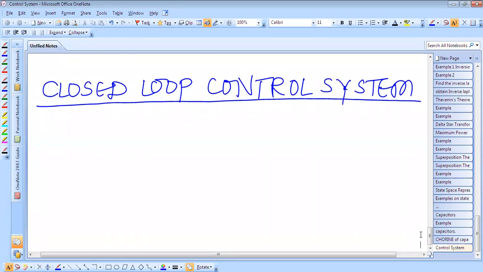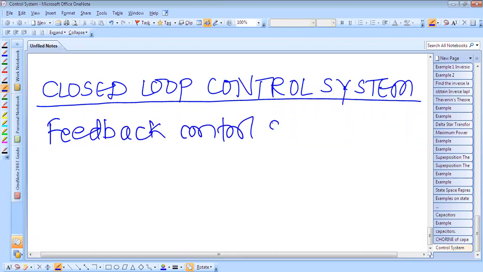The feedback control system is often referred to as a closed loop control system. Feedback control and closed loop control system are used interchangeably, and therefore in practice the terms feedback control and closed loop system are generally used.